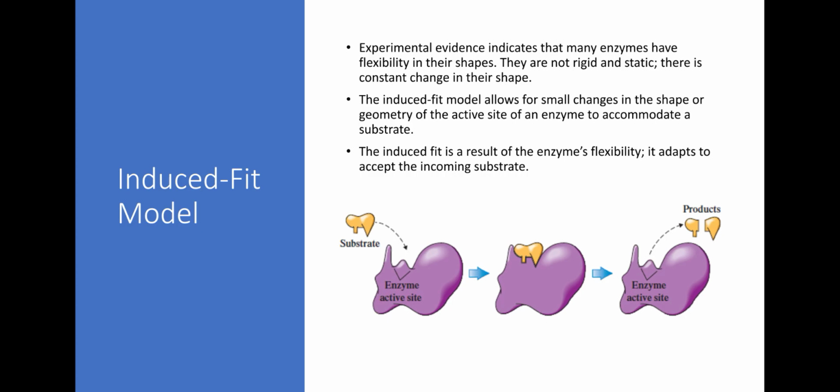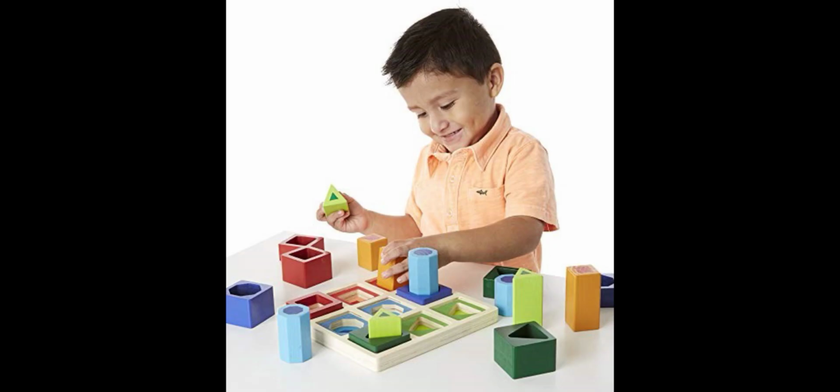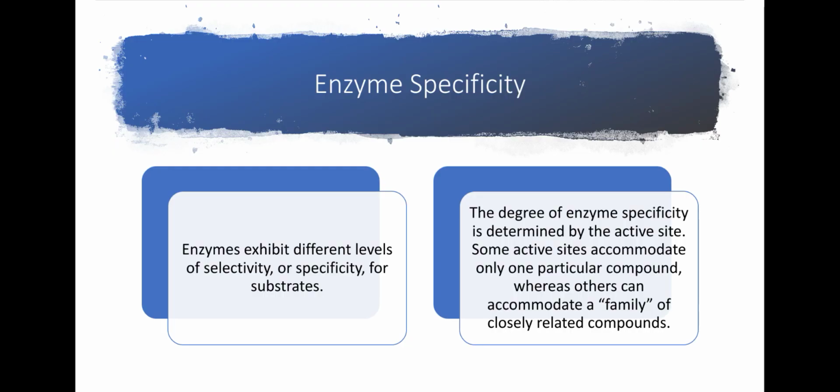Let us relate these models to a real-life situation. I'm sure the majority of you have experience playing with this type of toy. Let's just say that the base of this toy would be your enzyme, while the building blocks would be the substrate. The building block would only fit on the base that has the same conformational shape. This is one good example of the lock and key model.